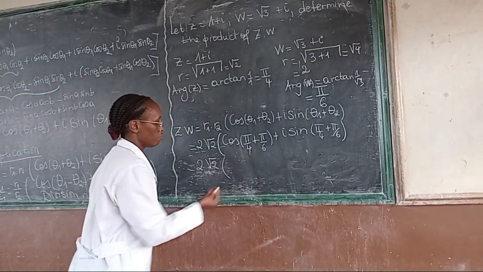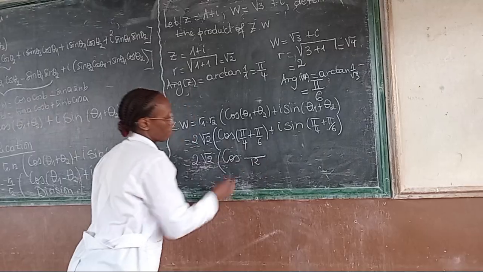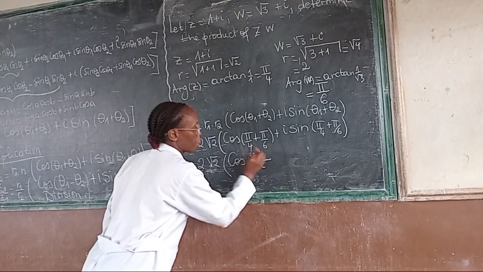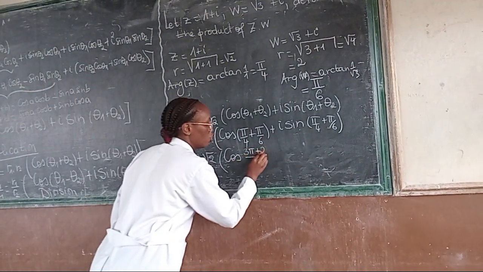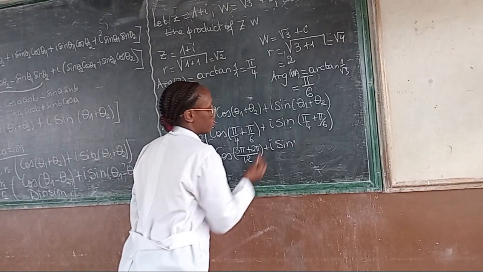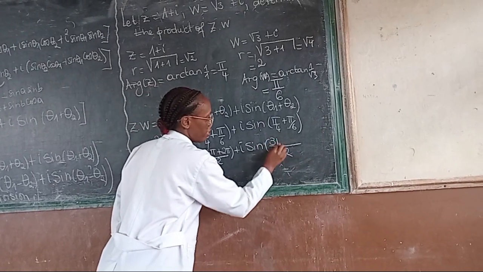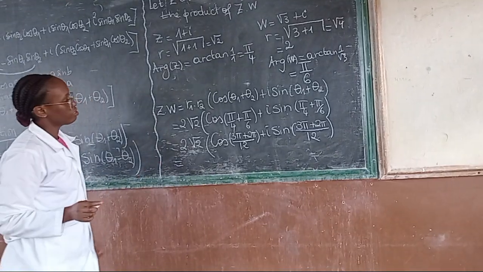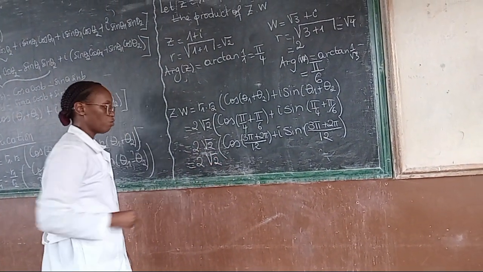Pi over 4 plus pi over 6, we have cosine. Factor is 12. 12 we divide by 4, we say 3 times pi, we have 3 pi. Plus 12 we divide by 6, we get 2 times pi, it is 2 pi. Plus I sine, the same 12, we have 3 pi here plus 2 pi.